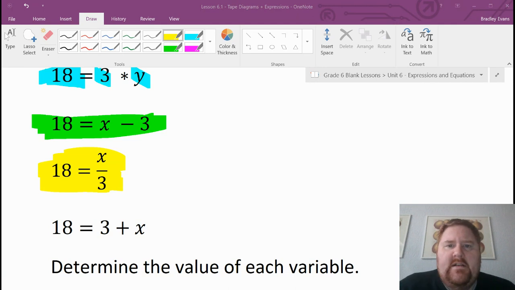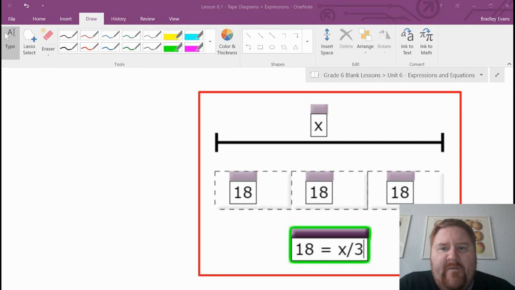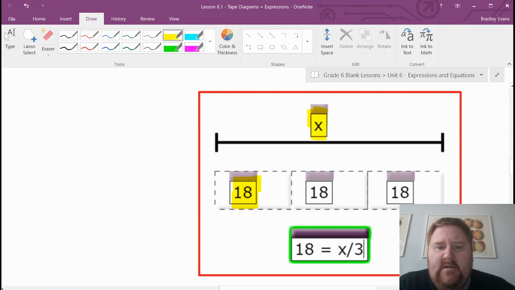All right, let's take a look at the third example. 18 equals x divided by 3. Okay, so what would that look like as a tape diagram? Pause and try. So hopefully your tape diagram looks similar to mine. I can see that 18 is the same as x divided by 3.